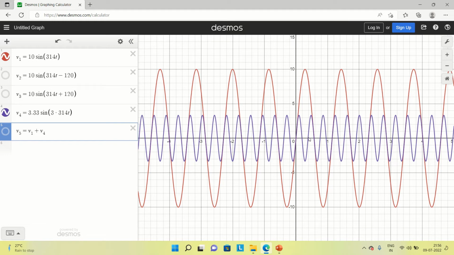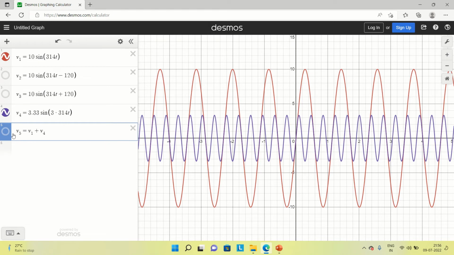1, 2, and 3. Okay, so 3 cycles available on a single cycle of fundamental waveform. Okay, so fundamental waveform is 50 Hz signal. Third harmonic signal is 150 Hz signal. That's the reason why you are finding so 3 cycles on a fundamental waveform.